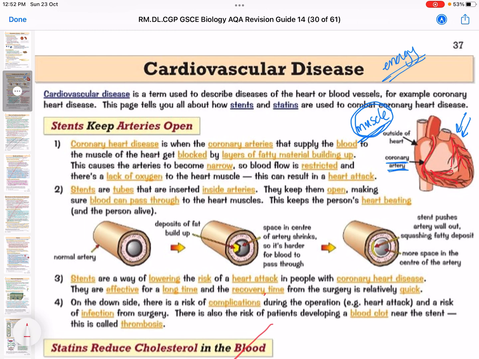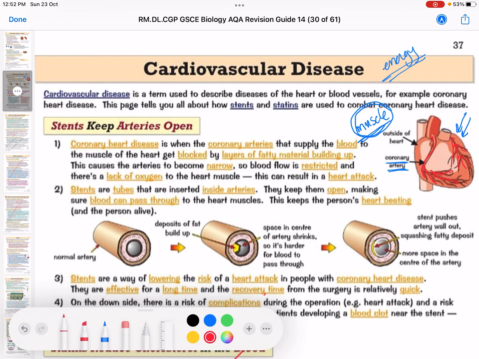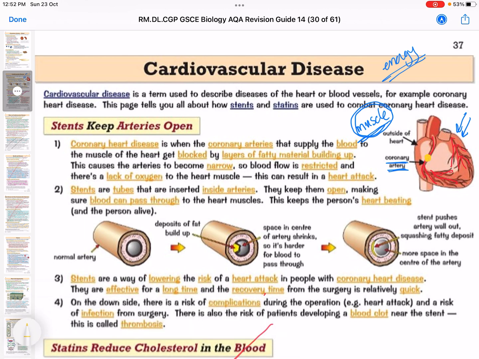And the problem will arise when these coronary arteries are blocked. What could be the reason that may block the coronary arteries? It is the deposition of fatty material inside the coronary artery. Why may this happen? Because of unhealthy lifestyle, obesity, diabetes, smoking, sedentary lifestyle, many reasons may cause the blockage of this coronary artery partially or fully.